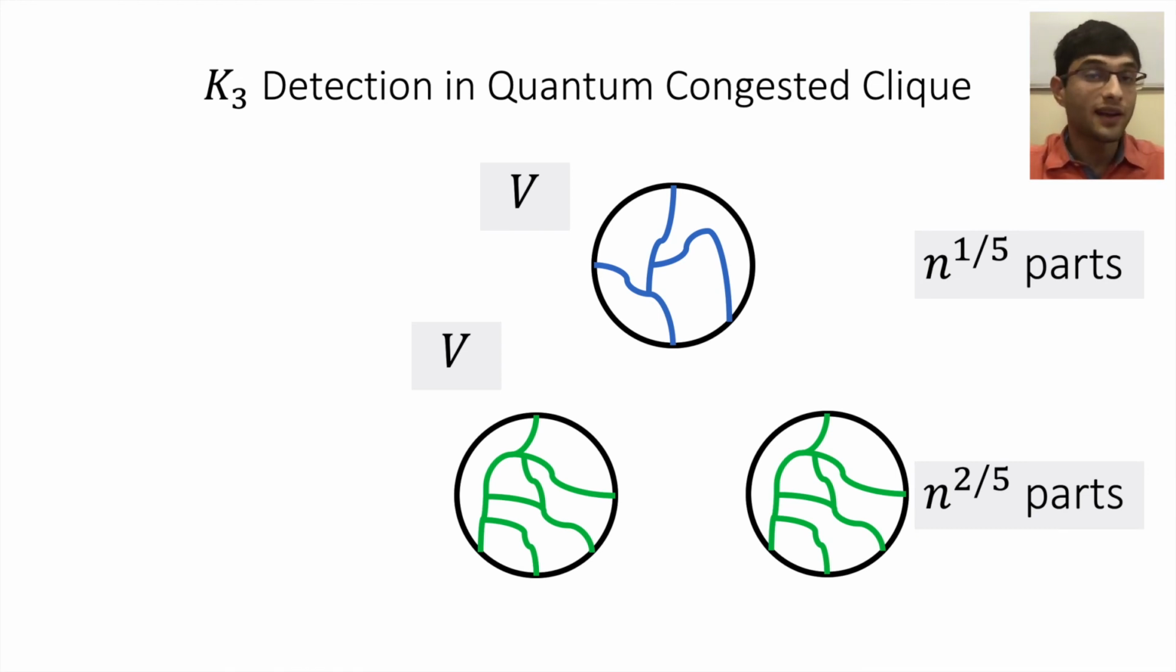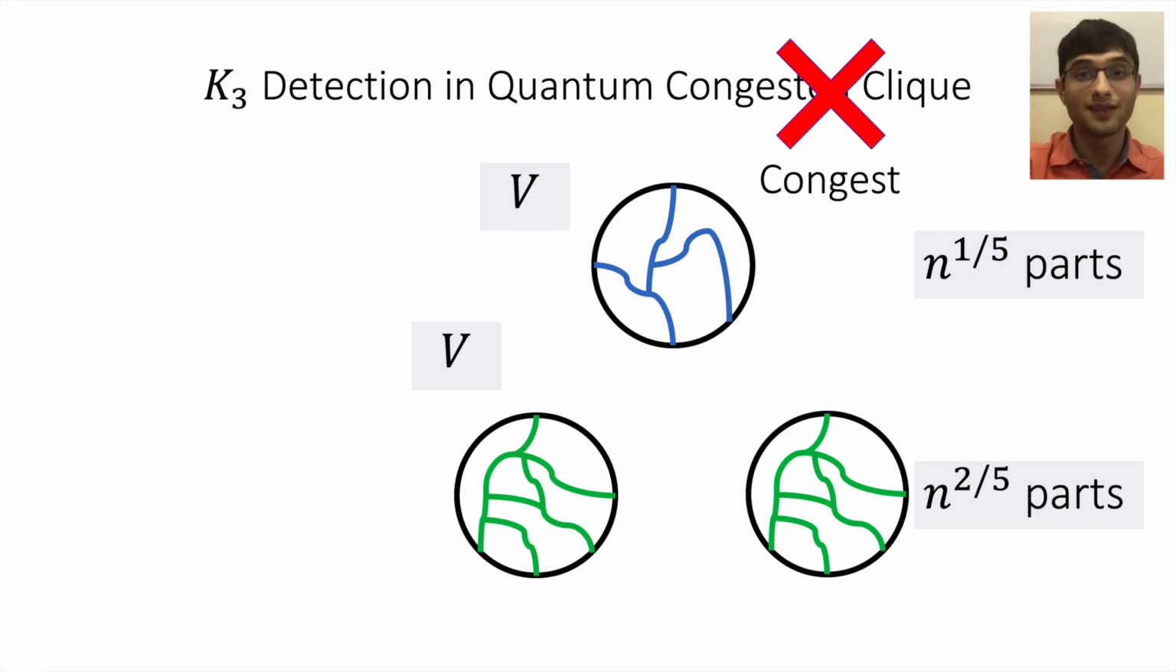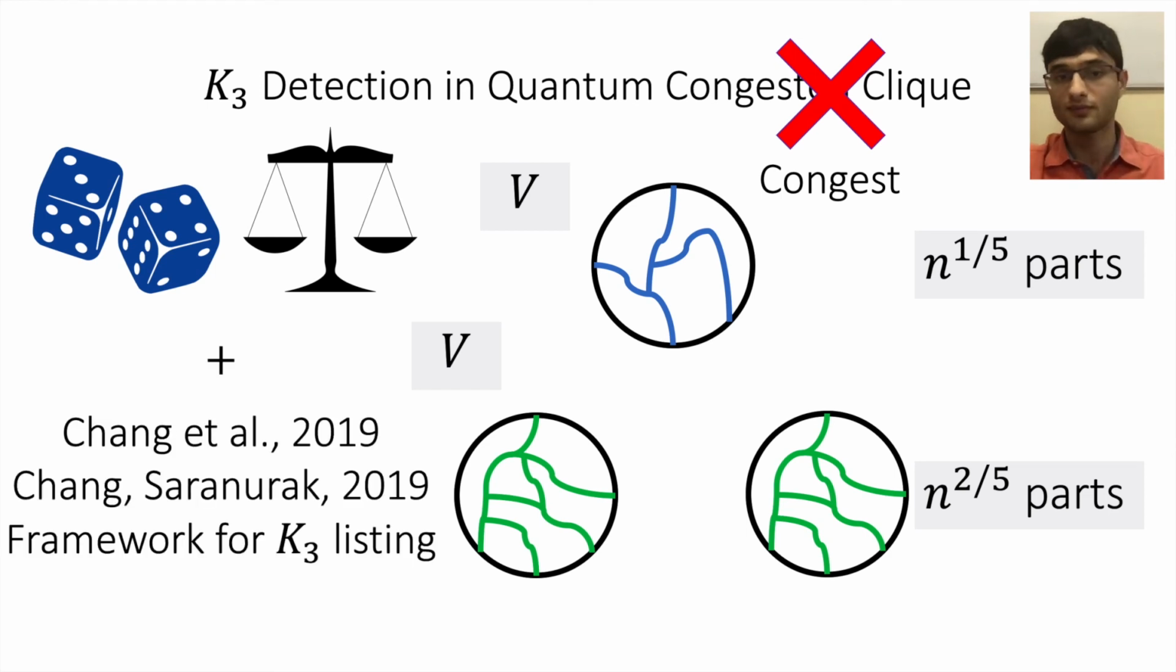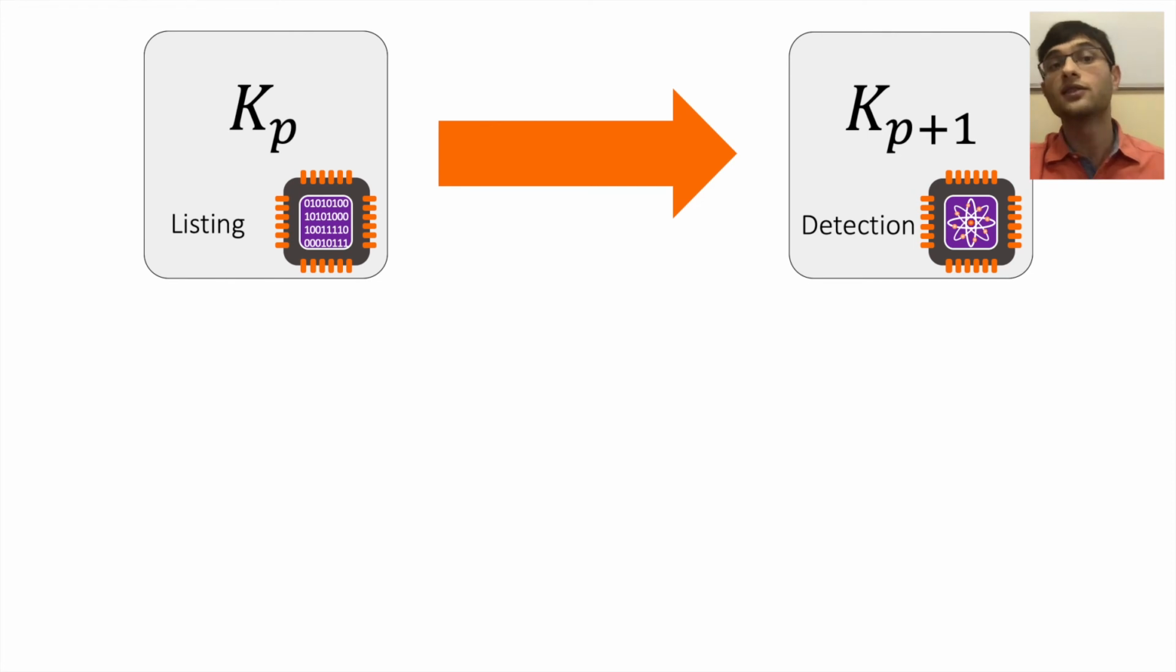This is what we did a second ago for detecting triangles in the quantum congested clique. In order to turn this into a quantum congest algorithm, we need to do 2 things. The first is we need to randomize these partitions. They can't be arbitrary. And this is to help out with load balancing problems which occur in congest and not congested clique. And the second, we have to attach this to a framework which was shown for listing triangles in the congest setting. And we combine the framework with what we showed here in order to get the algorithm in congest. Finally, we also show how to extend cliques of any given size listing to detection of +1 of that.